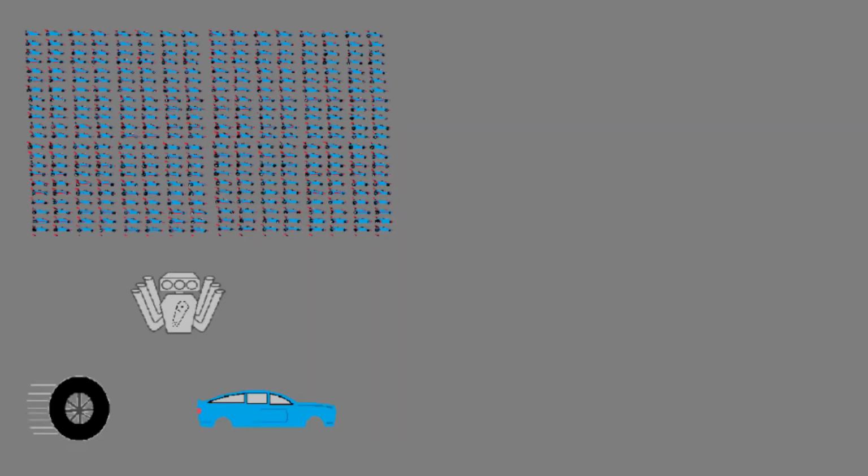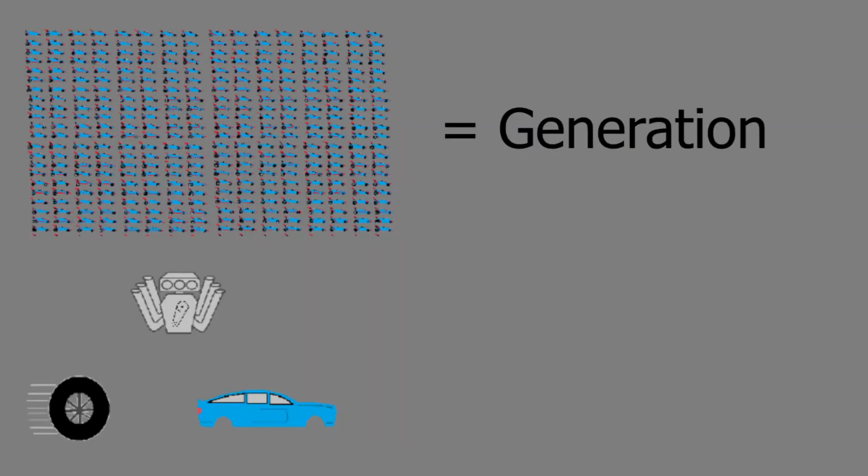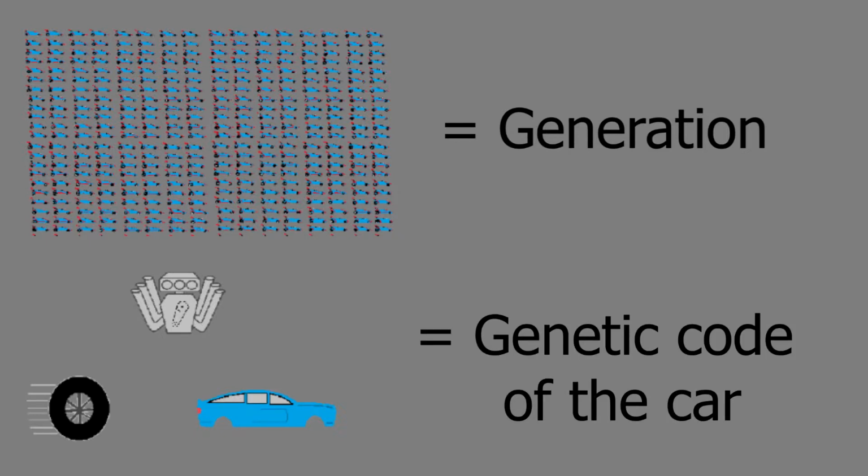The new batch of cars is called a generation, and the parts that you combine to make up each new car are like the genetic code of the car, hence the name genetic algorithm.